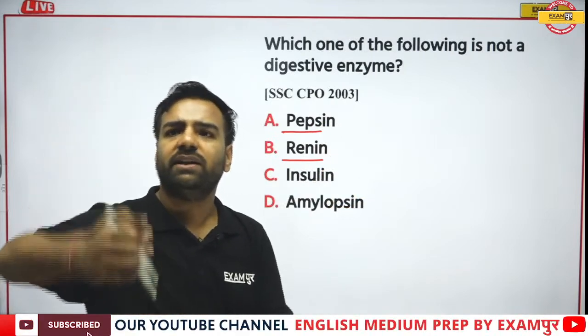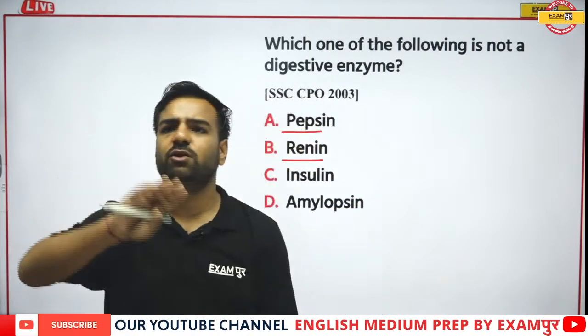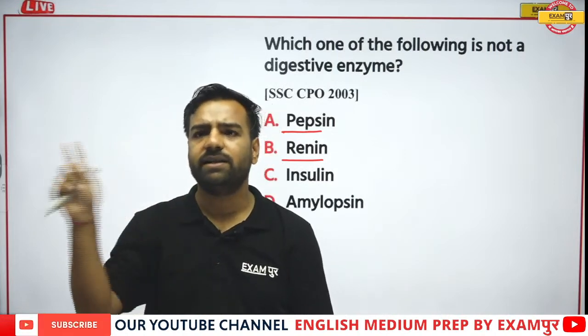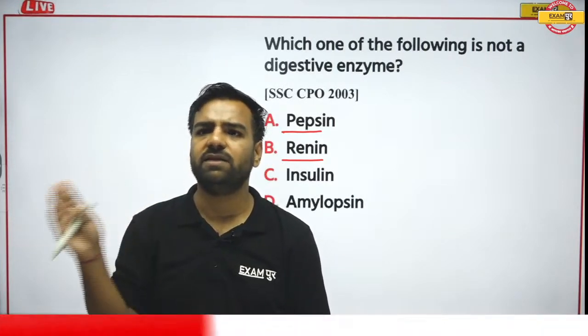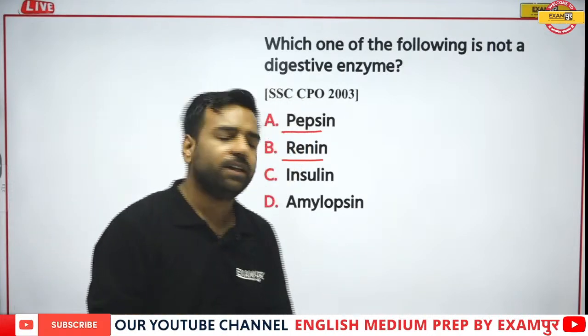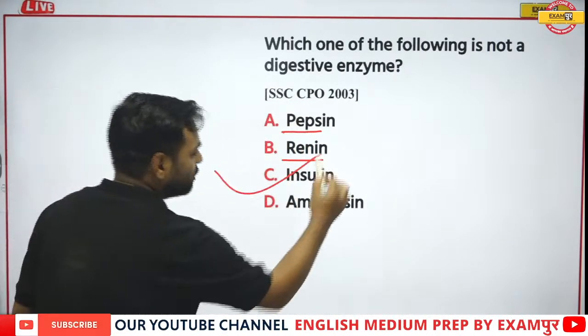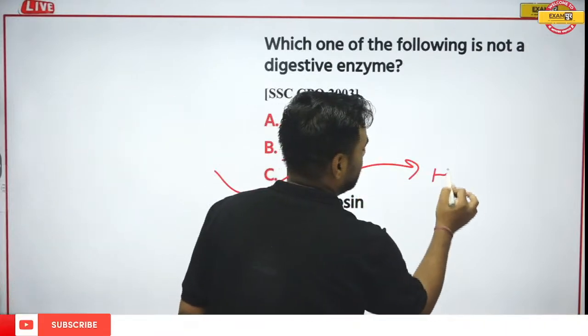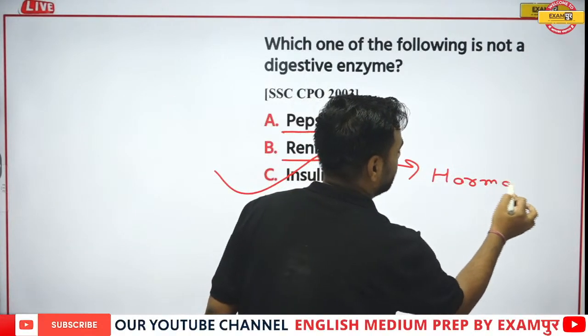Now you all have given the answer. HR is with C, that is insulin. Ilma is with C. Sharmaji's answer is D. Priya is with insulin. Pankaj is with C. Ilma, Priya, HR. So everyone is with insulin. So I'll also go with insulin because here we can say it would be a hormone.